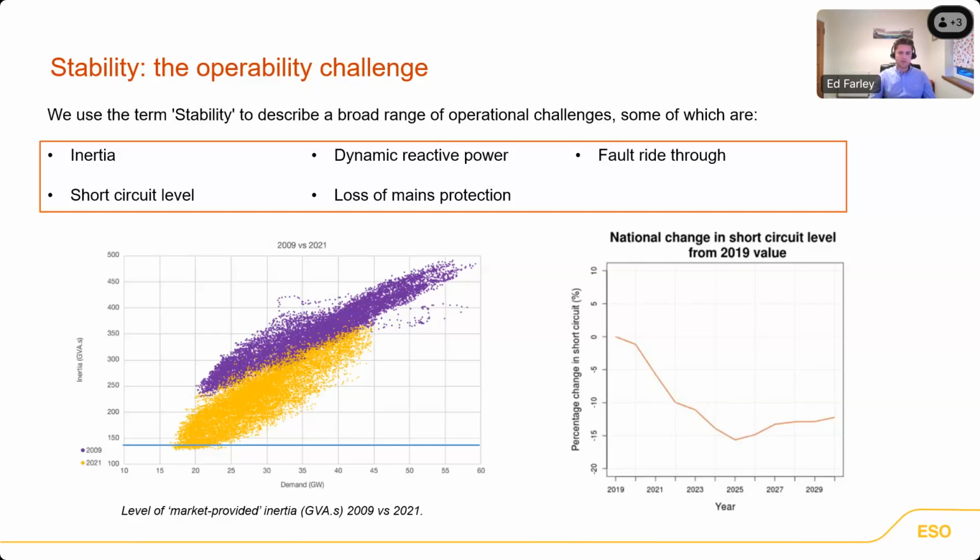So the general trend, as renewables continue to penetrate, is that the average amount of inertia that we have on the system is declining. And that message is similar for short circuit level as well, when comparing just over a shorter timescale from 2019 to today.